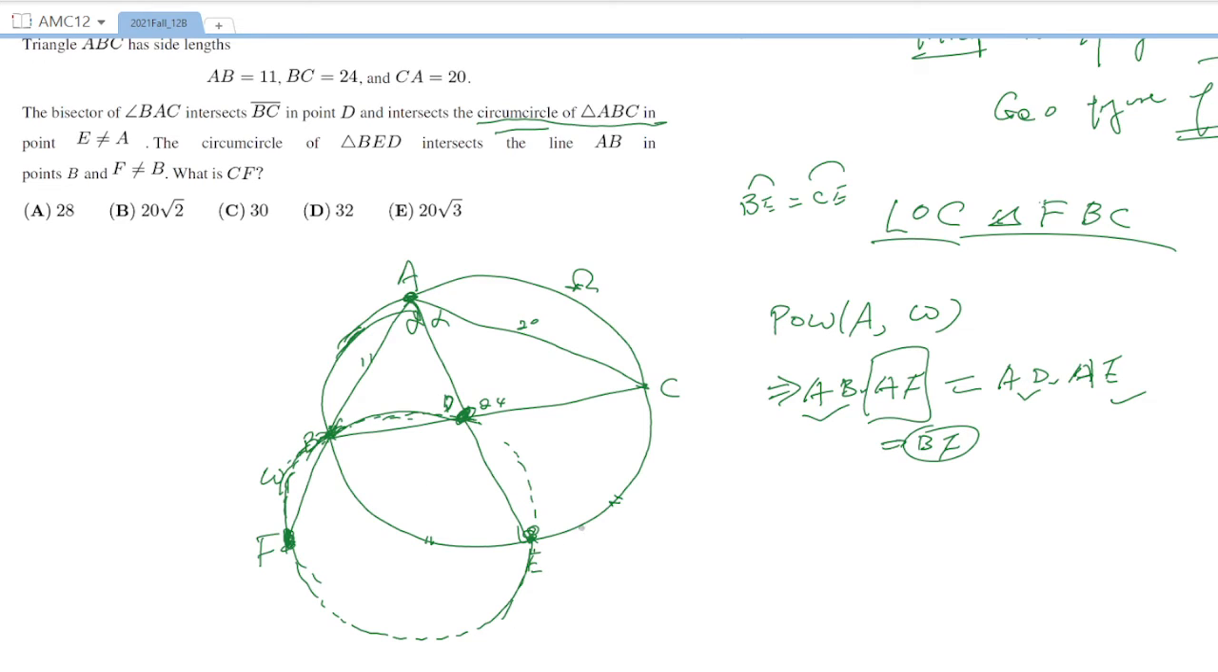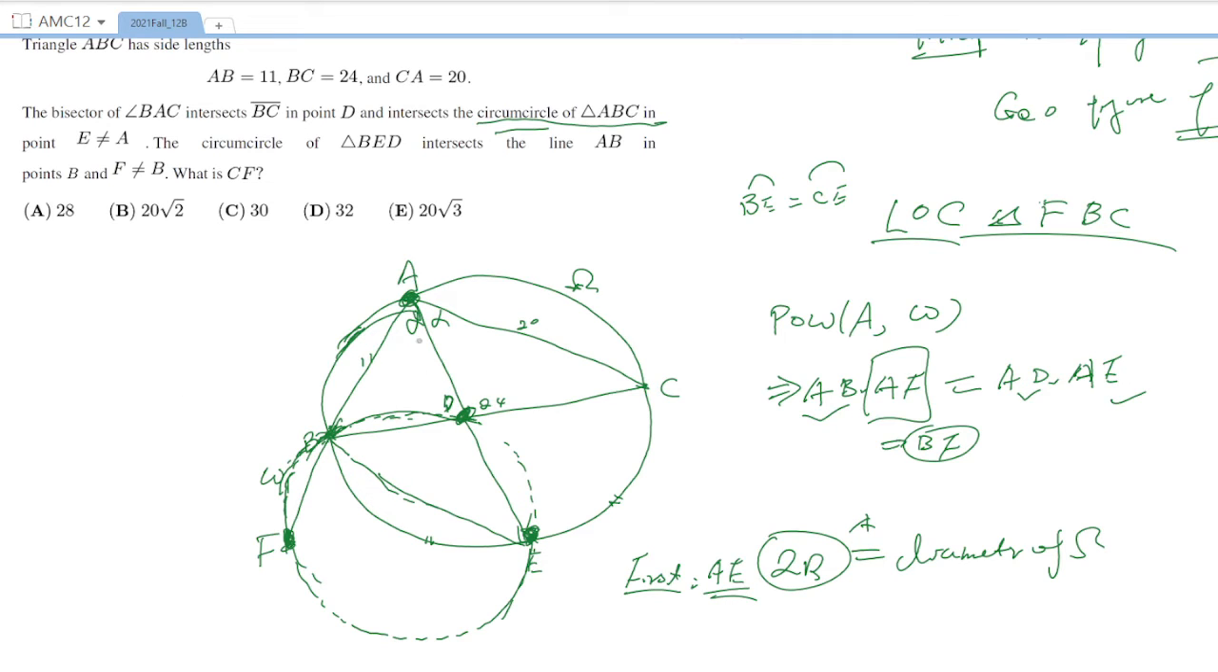So first, we want to solve AE, right? How do we solve AE? AE is a chord on the big omega, right? Once we know the diameter 2R of the circumcircle of omega, we can solve AE based on the spanned angle. This angle is alpha, and this angle is B. So based on the spanned angle, we can solve it, right?